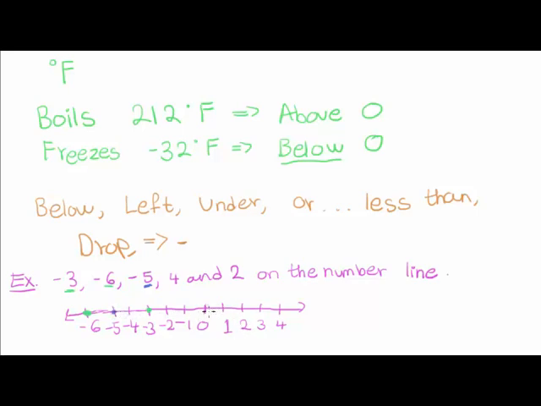Then it's +4, and we're moving away from the negatives. So we're moving 4 units to the right now. So 1, 2, 3, 4. It's 4 units to the right. We have a positive number, and the last number is 2. So we move 2 units to the right of 0, and we get 1 and 2.